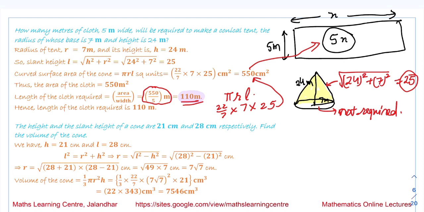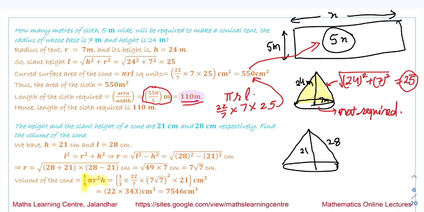Next we are given the height and slant height of the cone. This is the height and this is the slant height of the cone. These are the values given to us: 21 and 28. We have to find the volume of the cone. For the volume of the cone we know that the formula is 1 by 3 pi r square h.